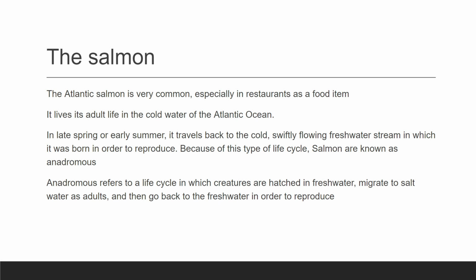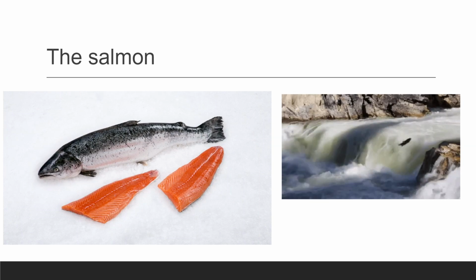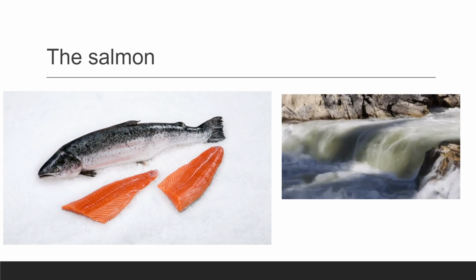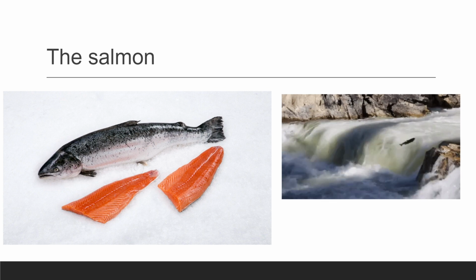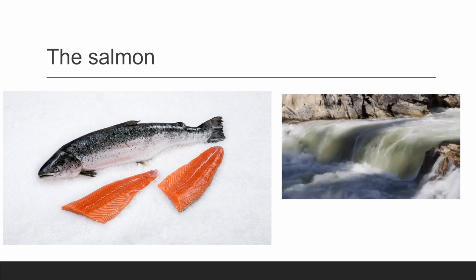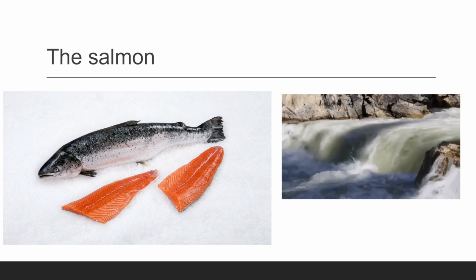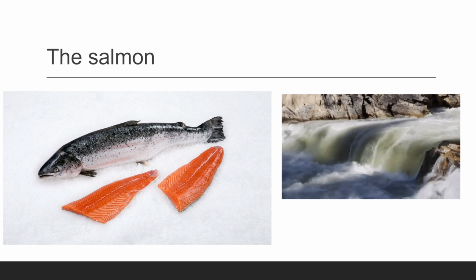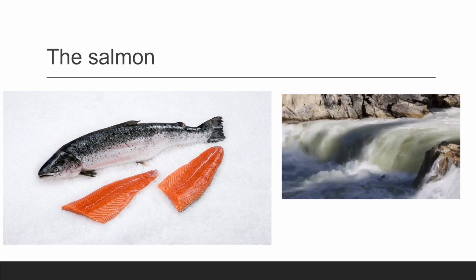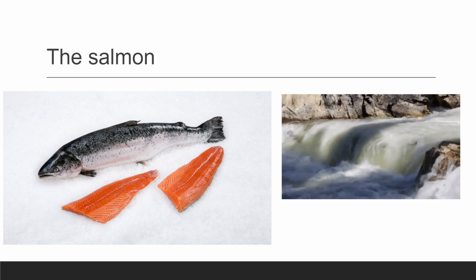Anadromous refers to a life cycle in which creatures are hatched in freshwater, migrate to saltwater as adults, and then go back to freshwater in order to reproduce. So here we can see on the right fish trying to get back to the area from which they were spawned. And these fish, of course, are salmon, and they use the abundant muscle they have in order to propel them essentially upriver. You can see some of that muscle in the filleted salmon on the left.